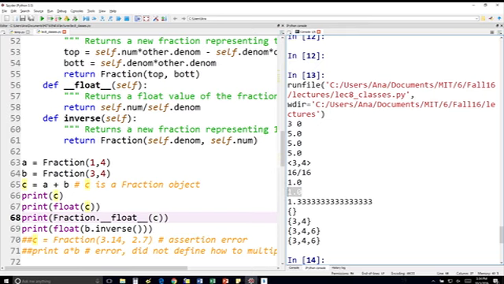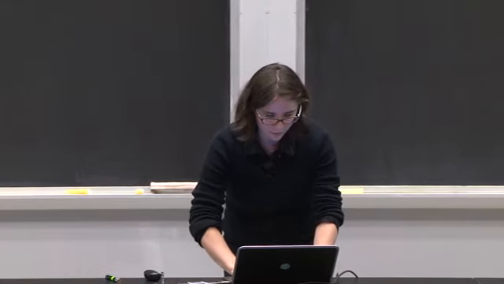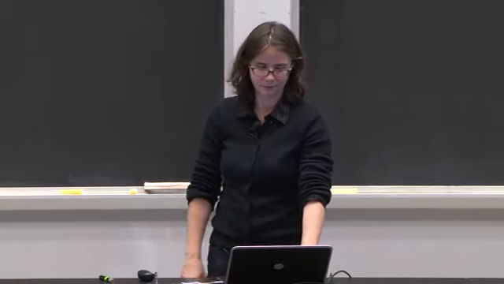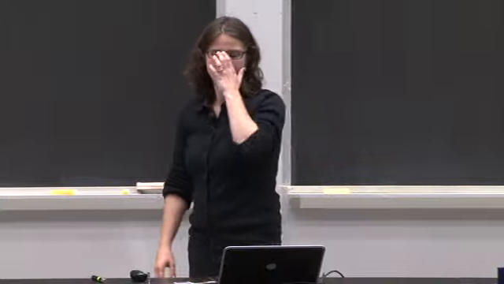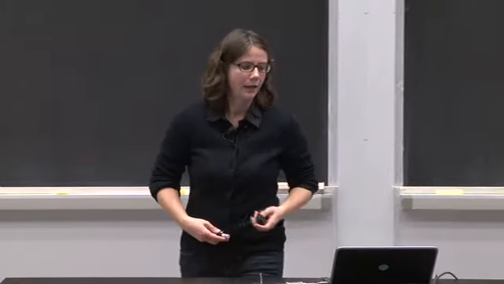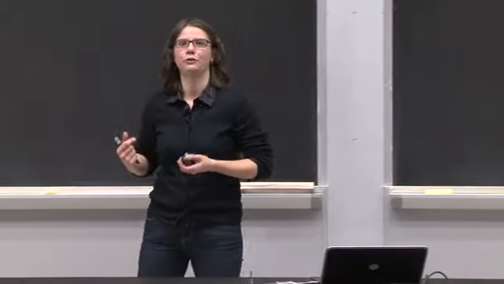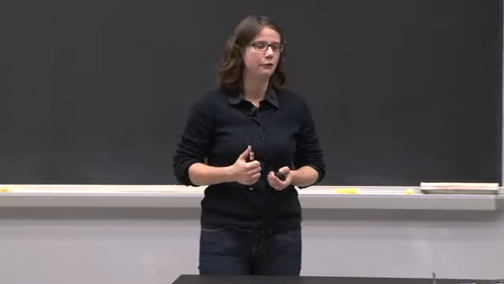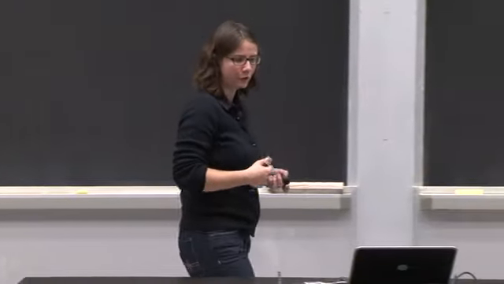And then here I'm calling the method inverse on object B, which is going to invert 3 over 4 to be 4 over 3. And then I'm converting it to a float, and then I'm printing the value. So it gives me 1.33. Okay. Take a look at this code in more detail, and see if you can trace through all of those different things, and see if you can also write your own new fraction objects.